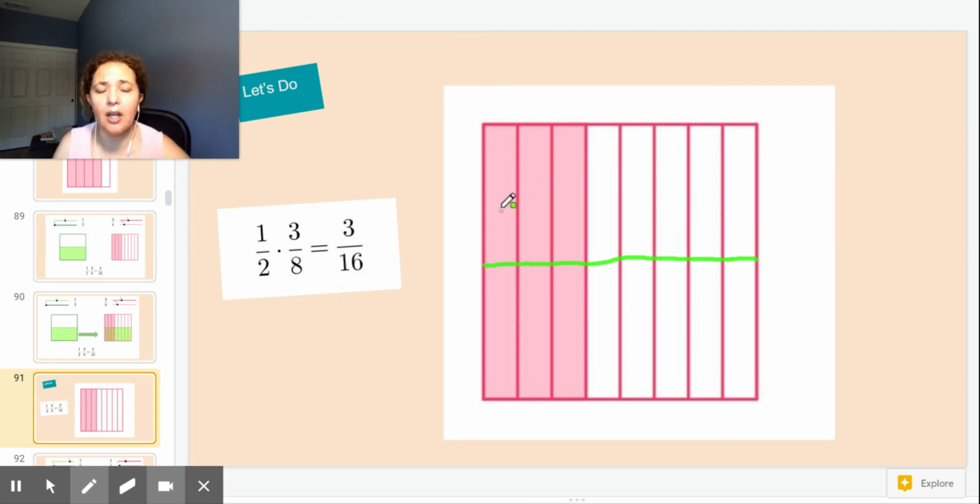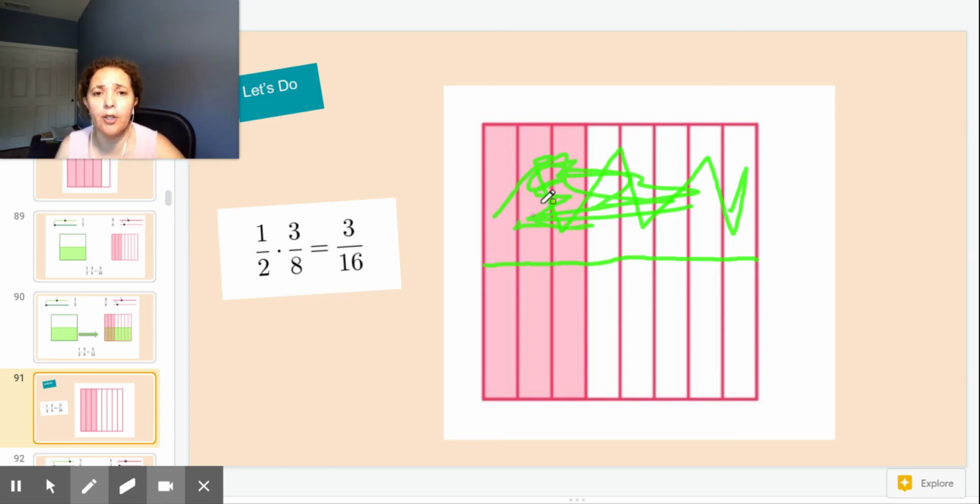You don't need to color it in completely. I just like to do big lines. But if you want to color it in, you can. I'm not going to color it in. Okay. And what's double shaded? 1, 2, 3. 3 out of 16.